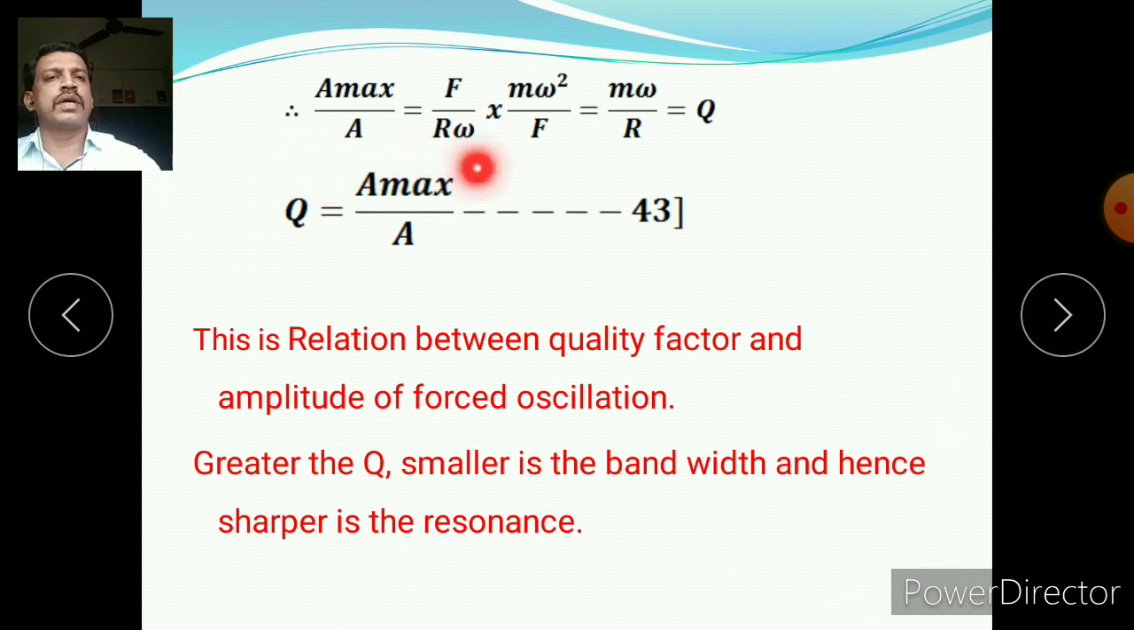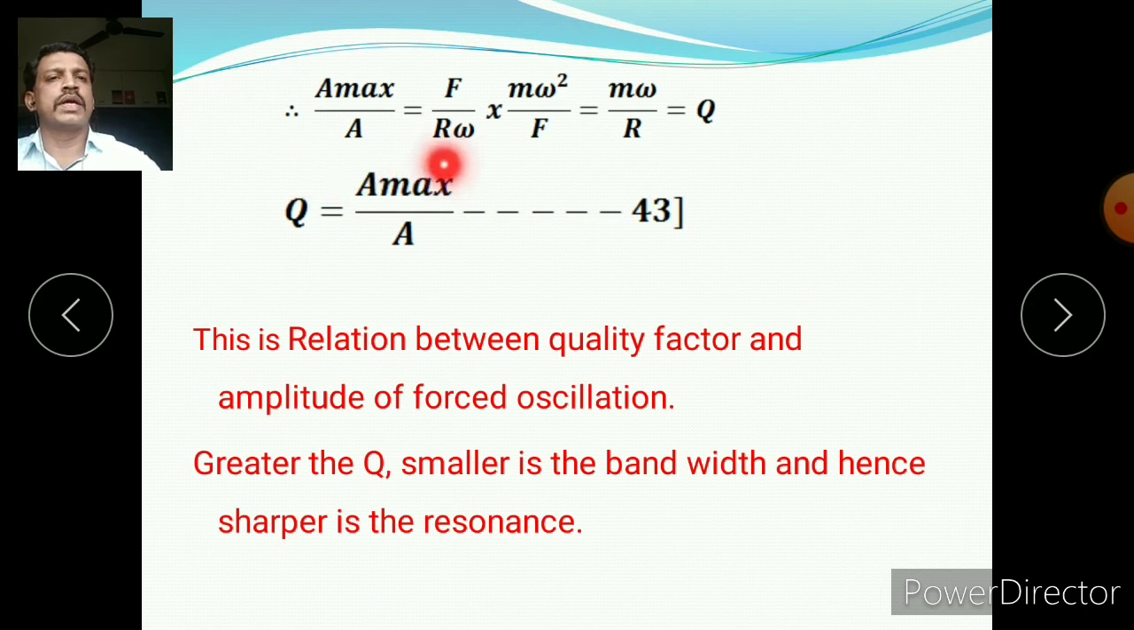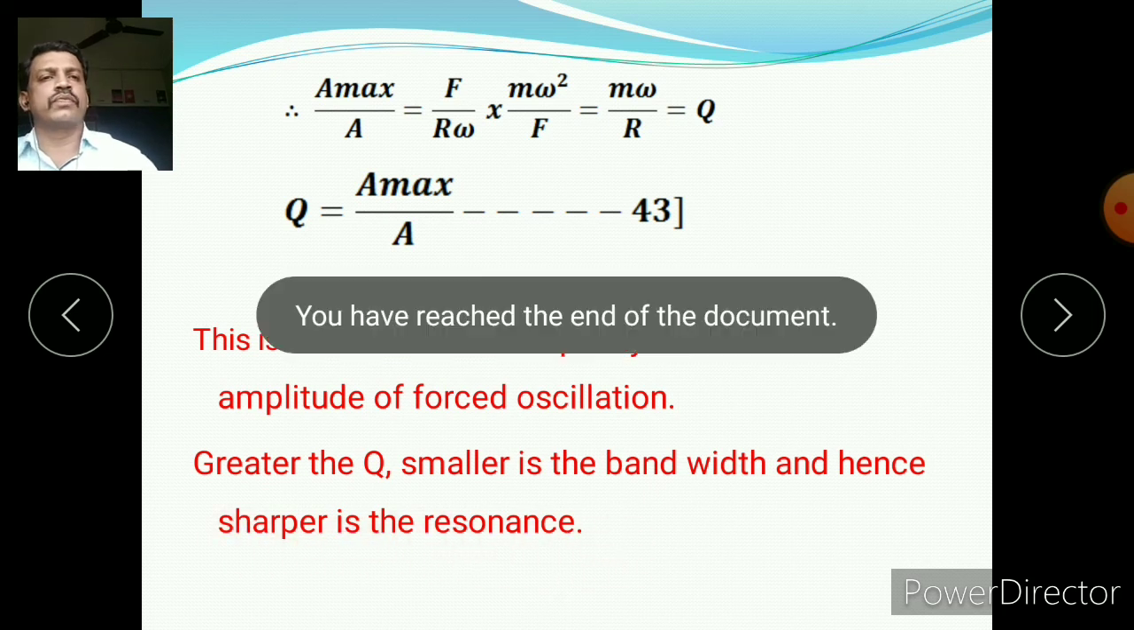A max upon A equal to F upon r omega divided by F upon m omega squared, that is m omega squared upon r omega. F will cancel, omega will cancel, therefore m omega upon r, that is equal to Q. Therefore Q equal to A max upon A. This is the relation between quality factor and amplitude of a forced oscillation. Greater Q, smaller bandwidth, hence sharper is the resonance. Okay, thank you.